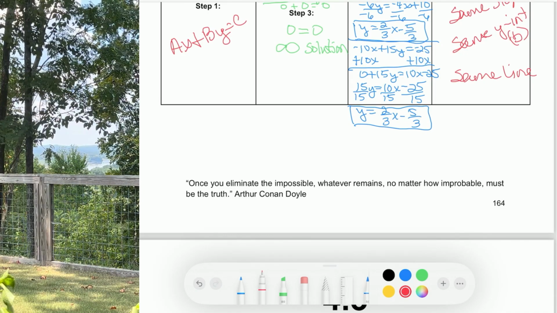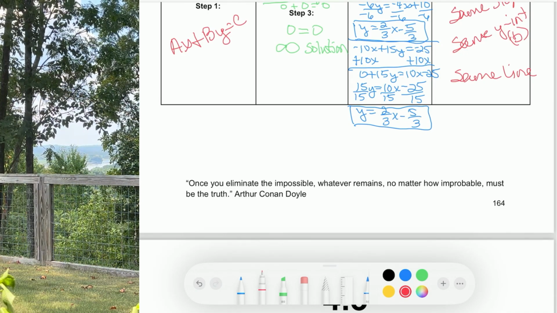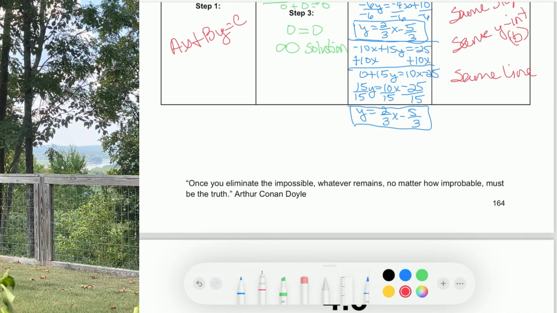All right, let's look at our quote for this section. Once you eliminate the impossible, whatever remains, no matter how improbable, must be the truth.